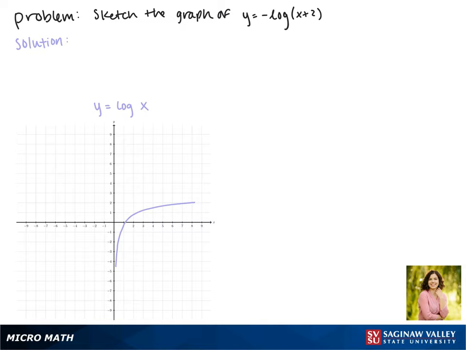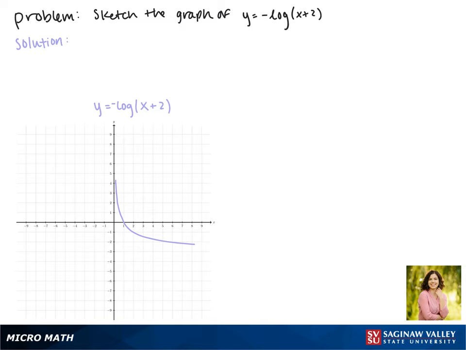To make this look like our function, we'll transform it starting with reflections. This negative out front reflects it across the x-axis. Notice that it still passes through the point (1, 0). There are no other reflections for us to do, so we'll start with shifting.